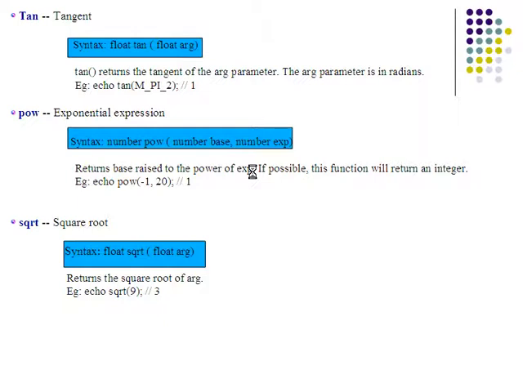If possible, this function will return an integer. So here I pass the values -1 and 20. So -1 to the power of 20 returns a value 1.